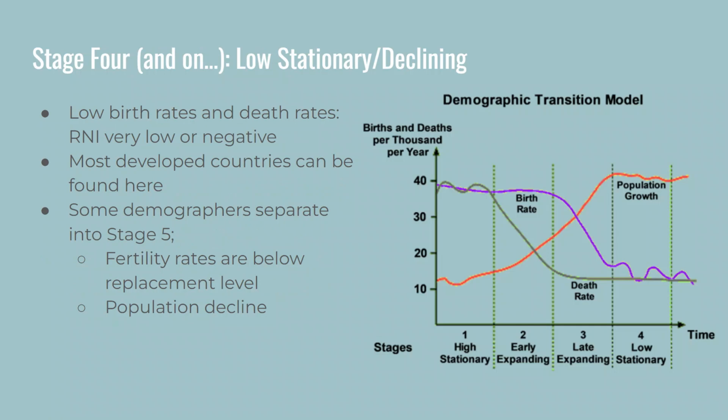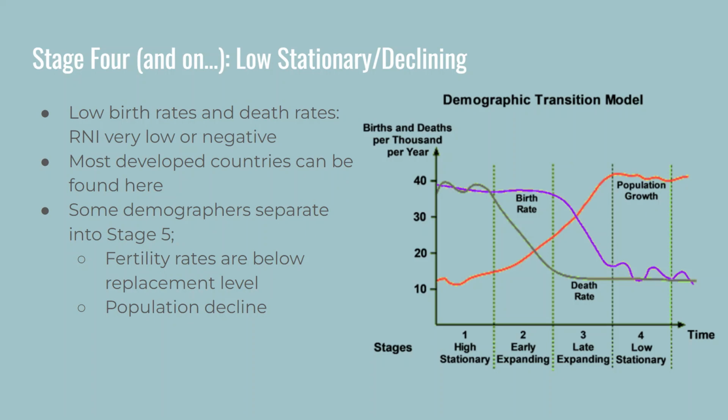Stage 4 and on, low stationary or declining. Low birth rates become prevalent, and death rates and rate of natural increase are very low or negative, especially in stage 5, which is now a stage that is being argued for in the DTM as a result of countries like Japan and South Korea with extremely low birth rates. These countries have negative rates of natural increase. Most developed countries can be found here.